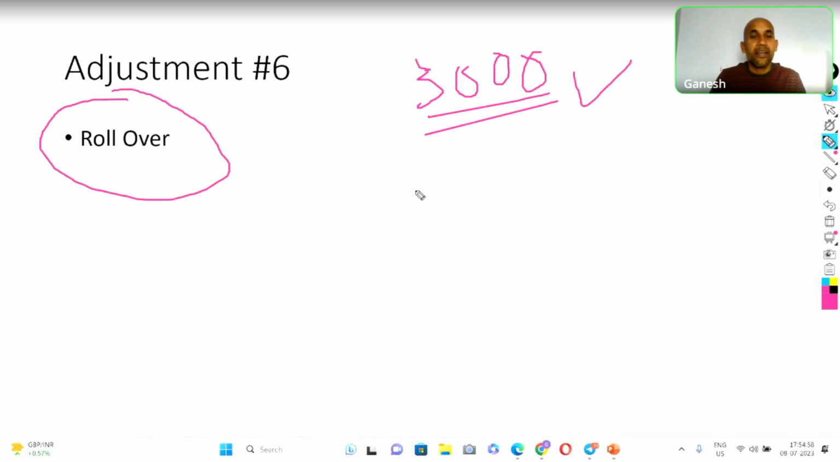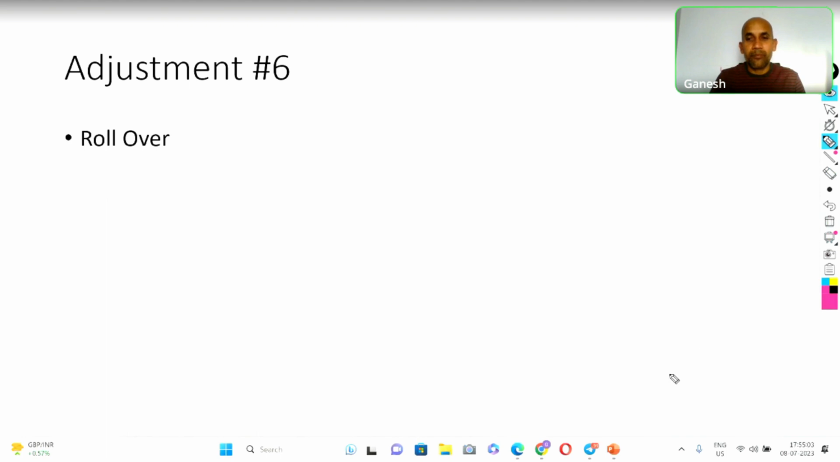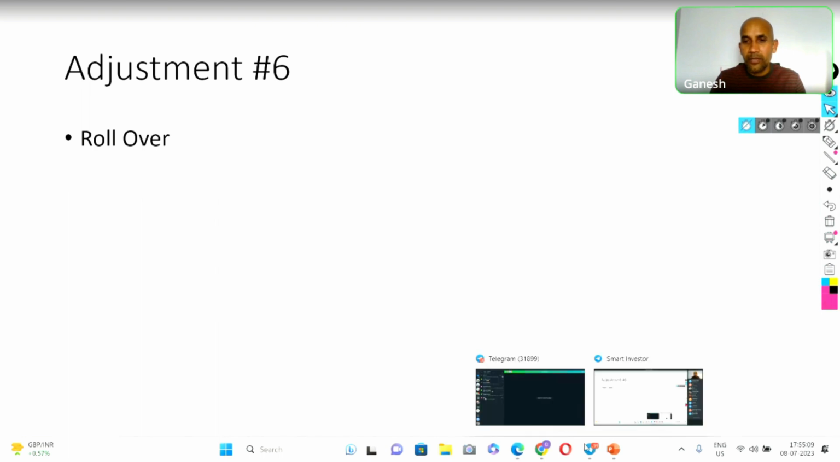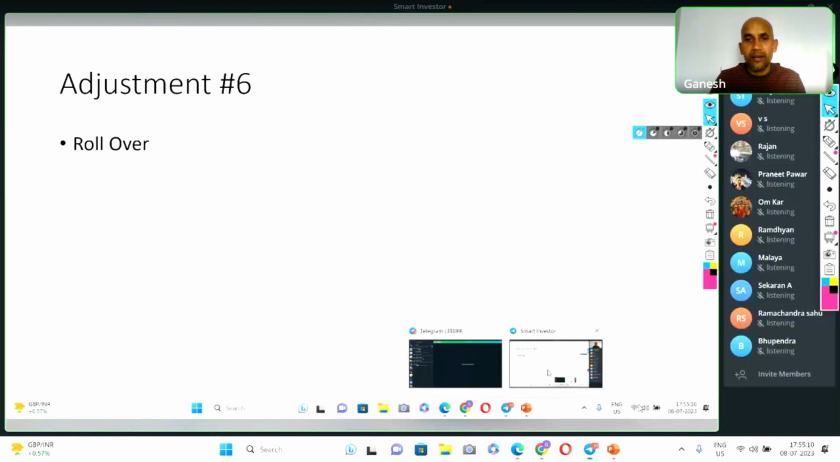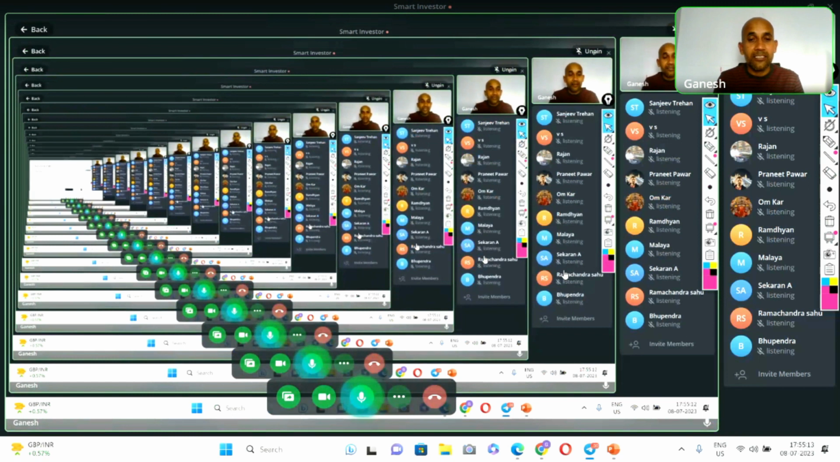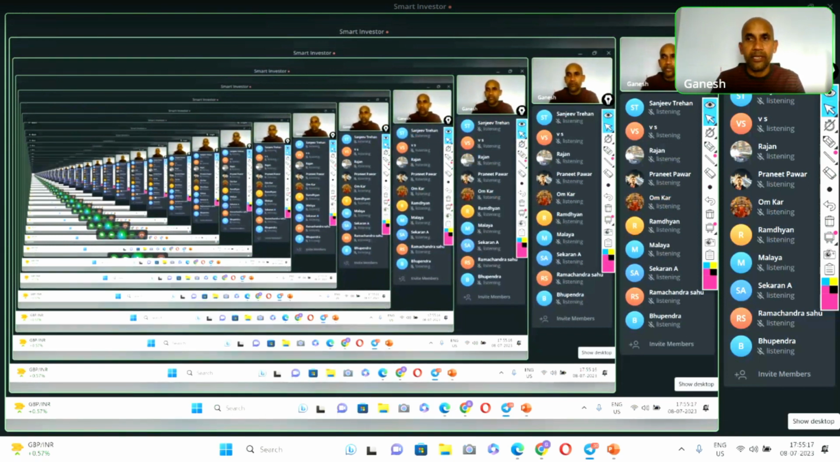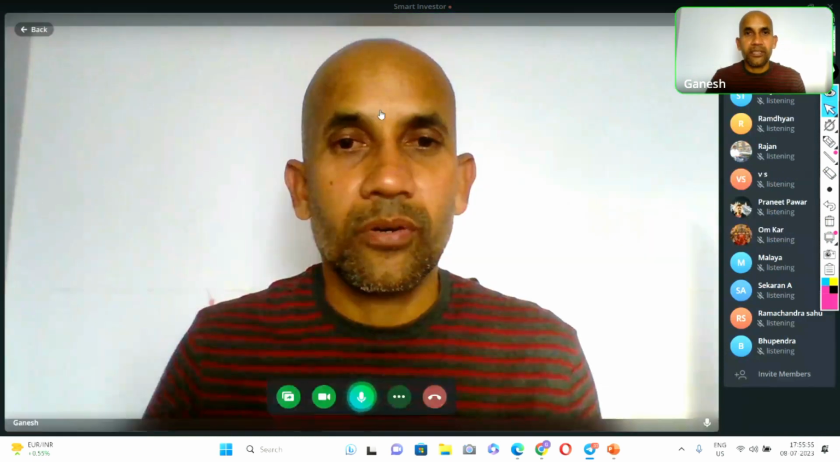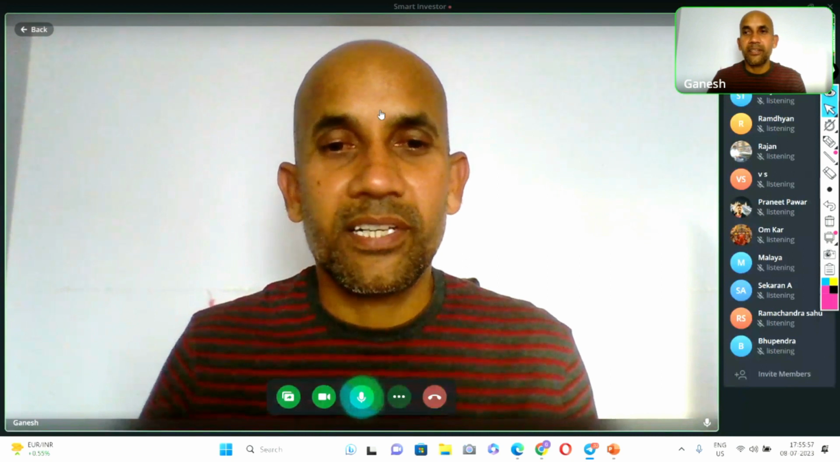This is adjustment number 6. These are the adjustments on paper. So far, is it clear? Then I will show you on the Sensibull. Before I take you to the Sensibull, are you all clear on all 6 adjustments? Any queries? Maybe quickly unmute yourself and let me know. Then I will take you through Sensibull. So far, hope this is clear, right?